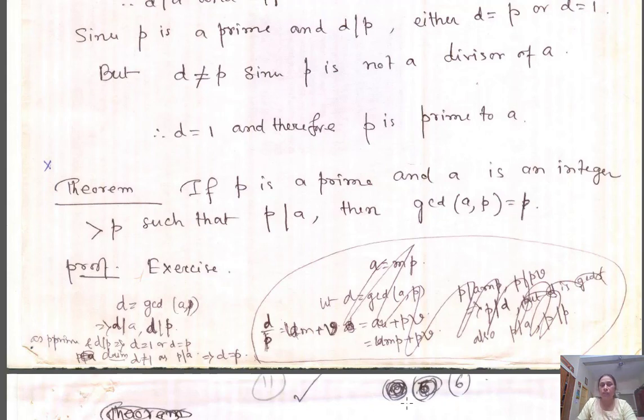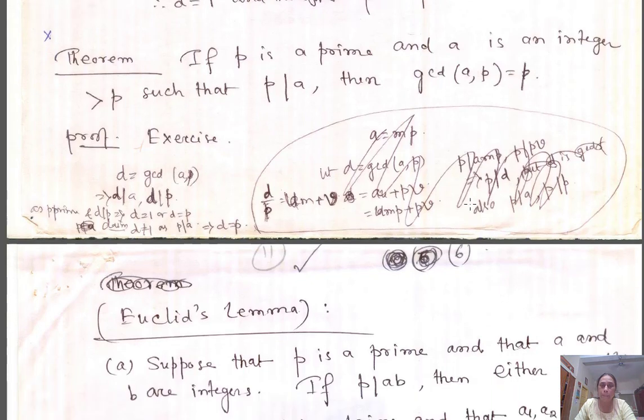Okay, so here p is a prime. If p is a prime and a is an integer greater than p, such that p does not divide a, then the GCD of a and p is 1. Take this as an exercise. Very simple.